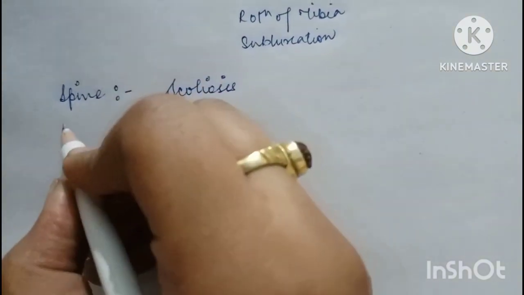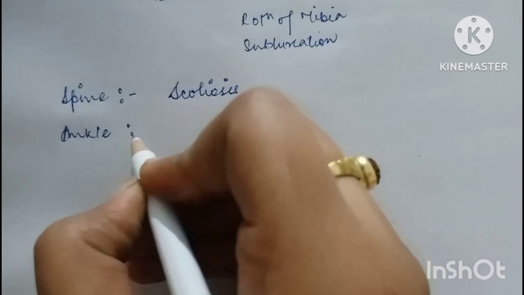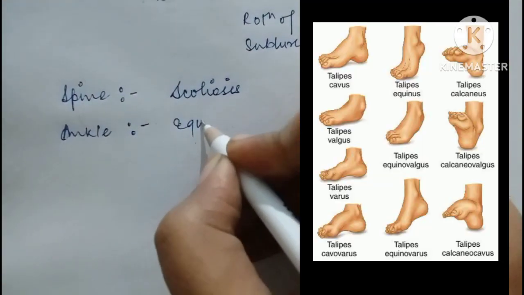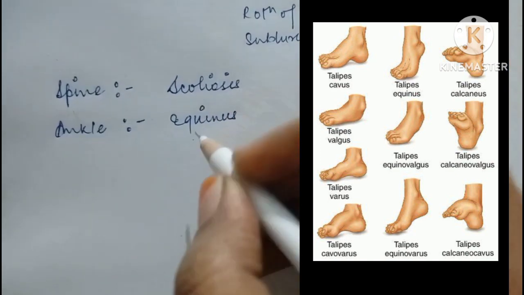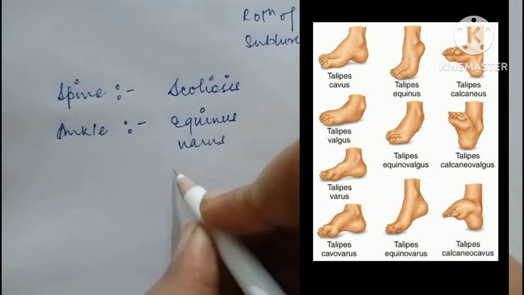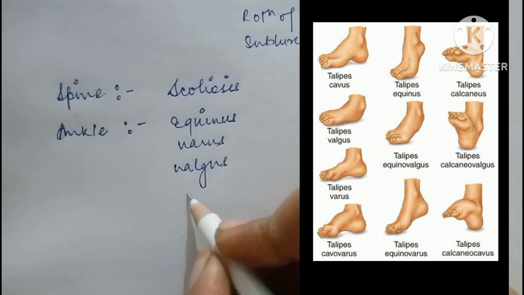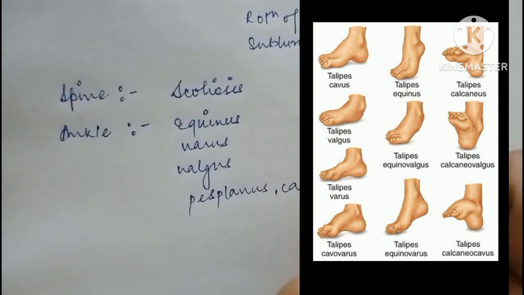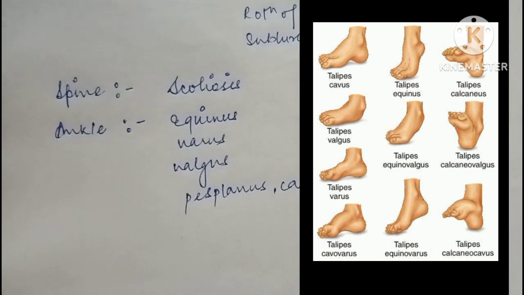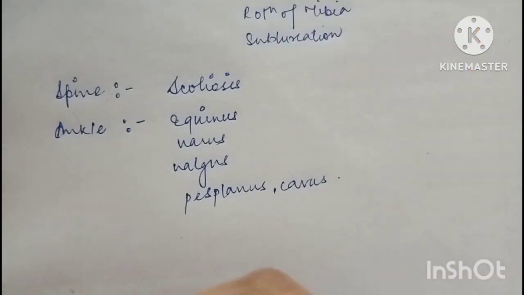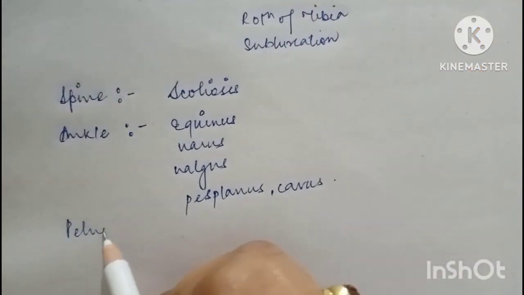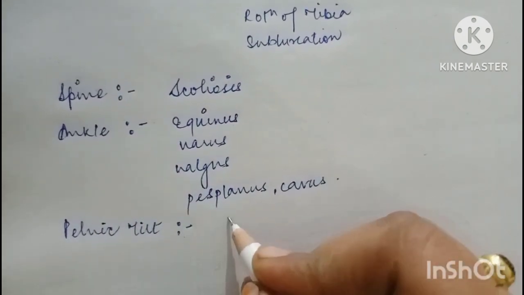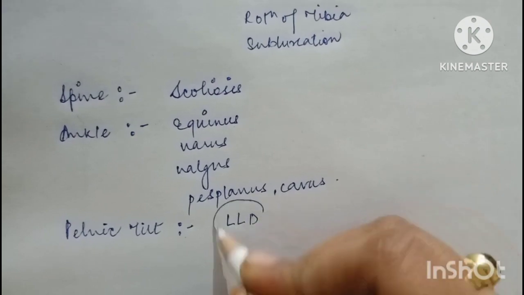Now in the ankle you will see many deformities like equinus, varus, valgus, pes planus, cavus. You can also see the pelvic tilt. Pelvic tilt is because of the limb length discrepancy.